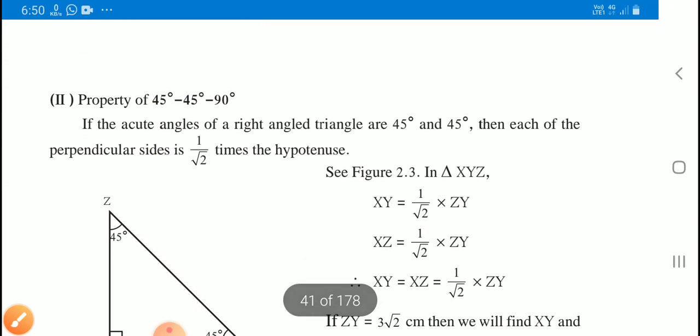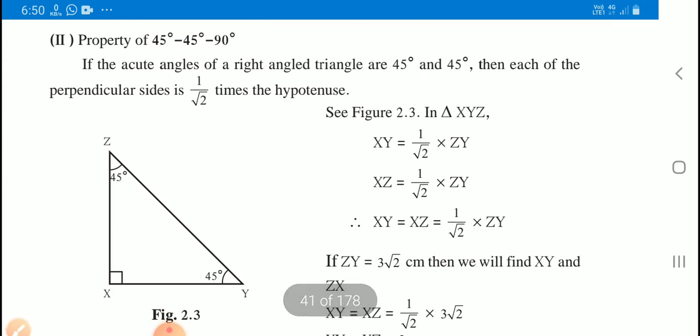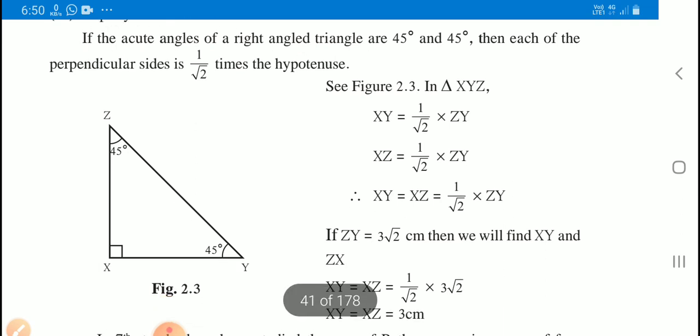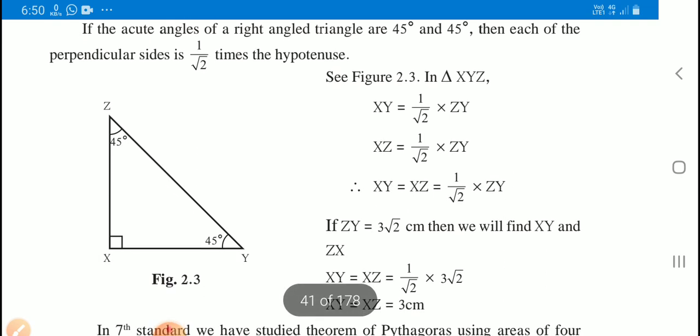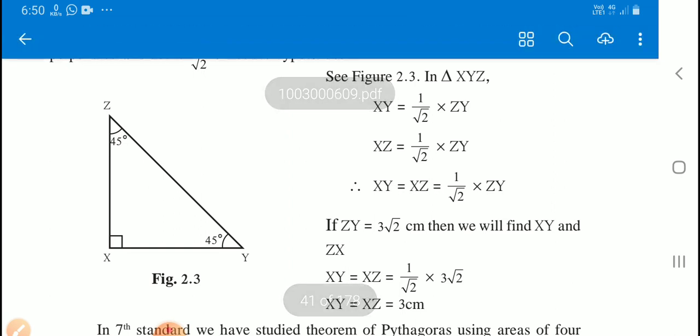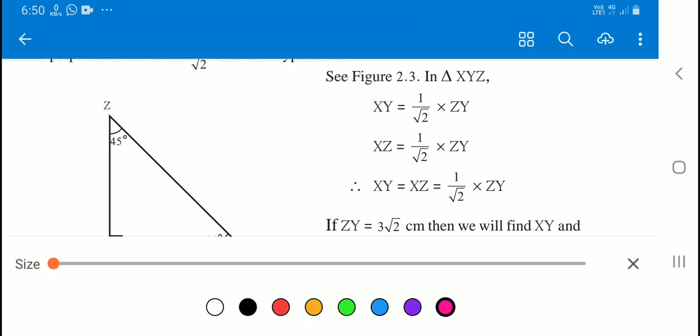Now we will see the next property, that is the property of 45 degree, 45 degree and 90 degree. If the acute angles of a right angle triangle are 45 degree and 45 degree, then each of the perpendicular sides is 1 upon root 2 of the hypotenuse, or 1 upon root 2 times the hypotenuse.